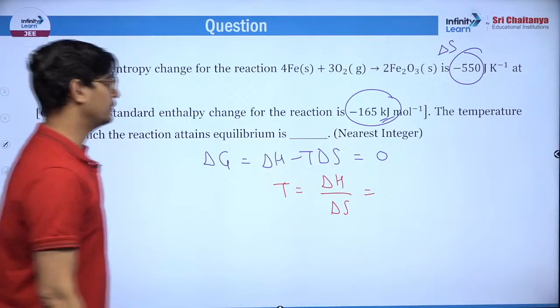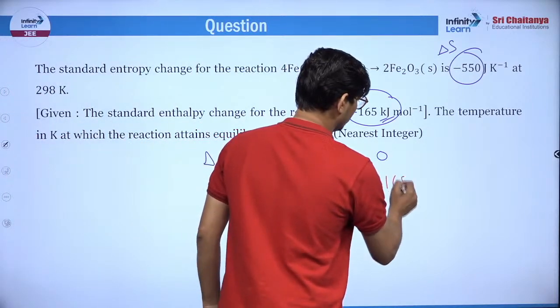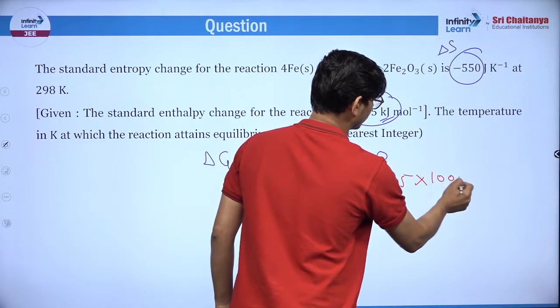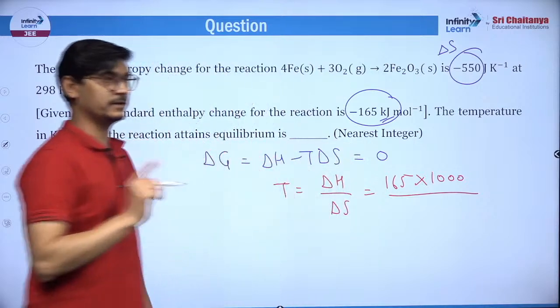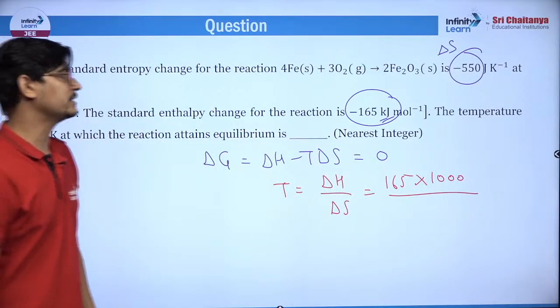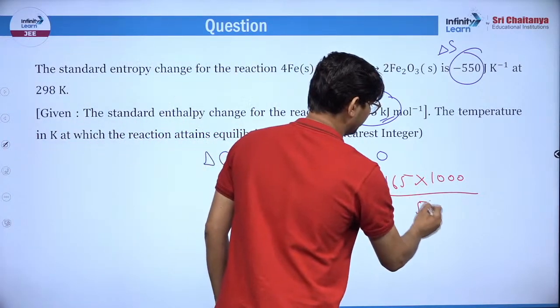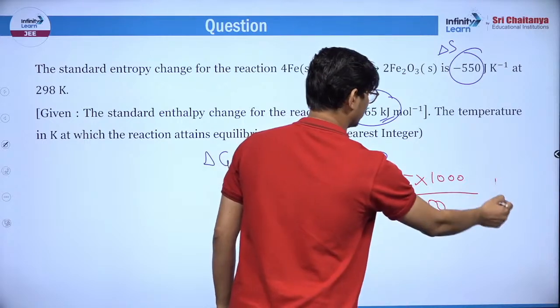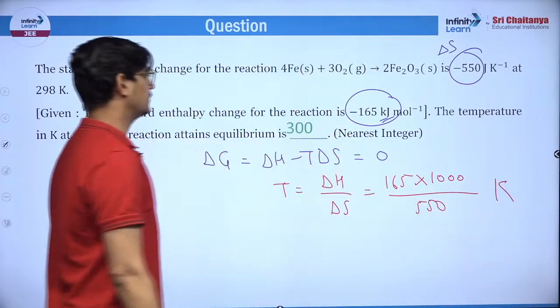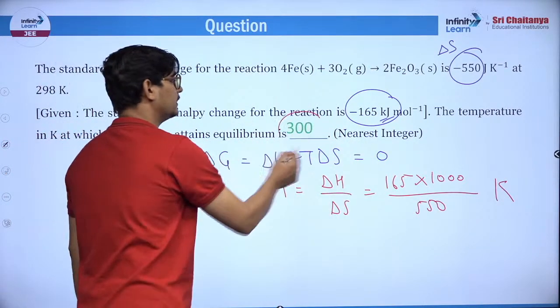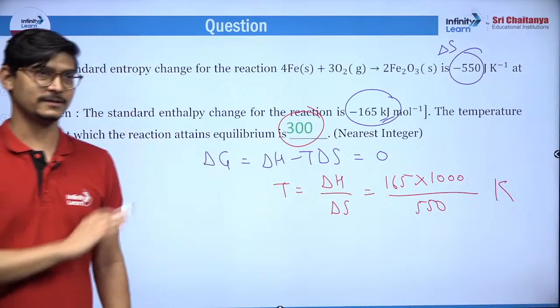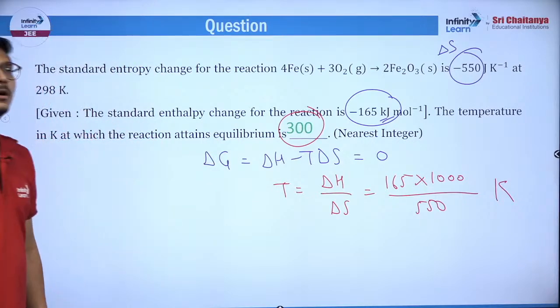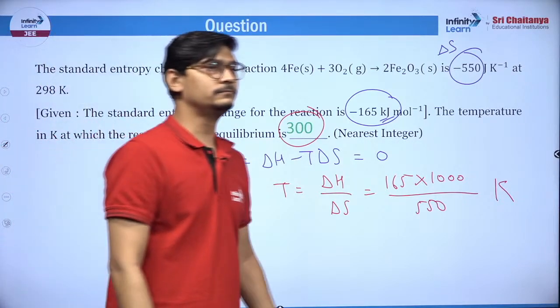Enthalpy change is given to be 165 kilojoule. Don't forget to convert it into joules, divided by entropy change, which is 550. So this will be in Kelvin of course. So with a simple calculation you will get the answer to be 300 Kelvin. Clear guys? इतना सब लोगों को समझ में आ गया? All right. ठीक है?